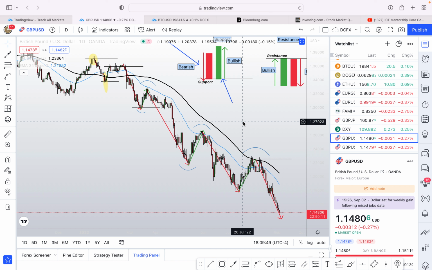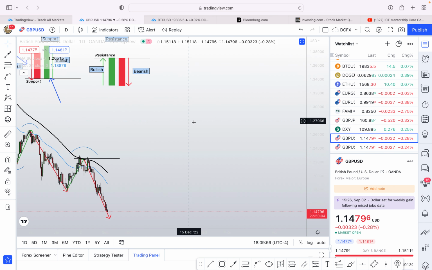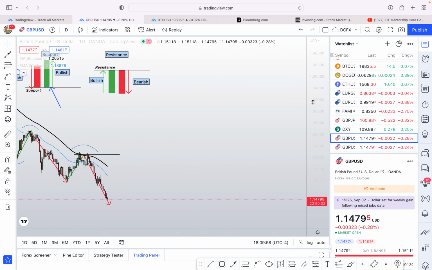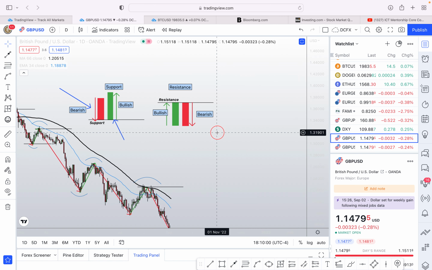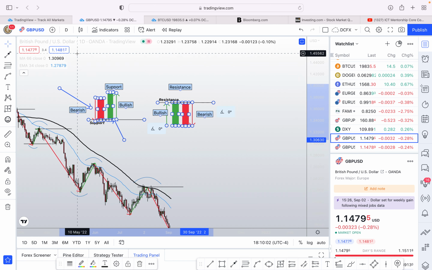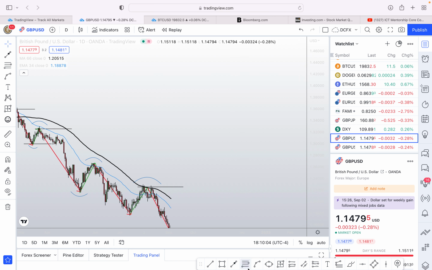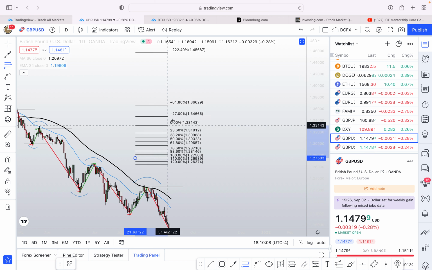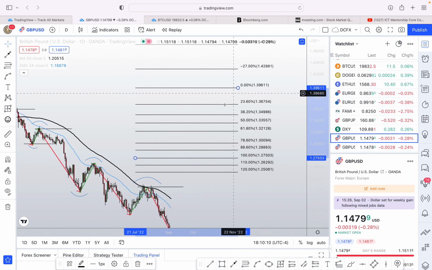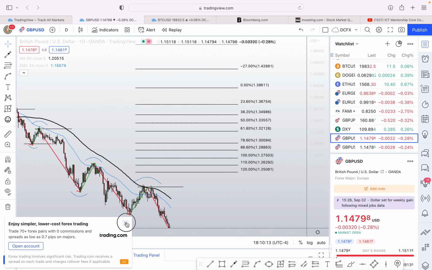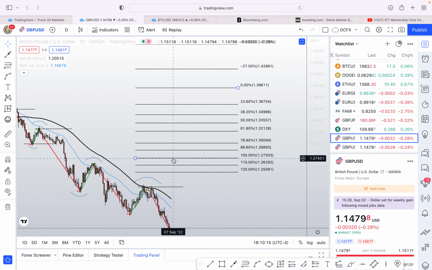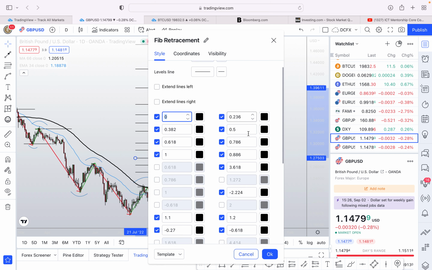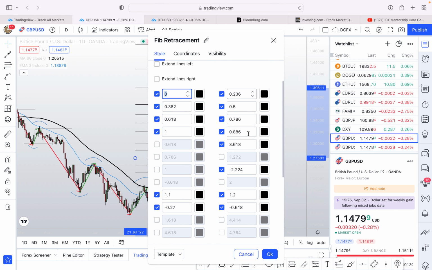All right, welcome back. So with this video here, now we'll get into Fibonacci retracements. Let's get rid of this guy here. Let's break this down right here. We have a couple points, and these are the points that I use for Fibonacci retracements.